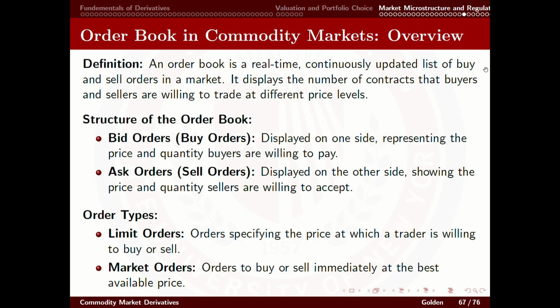And I think the most classic thing people think about as associated with market microstructure and how market microstructure works is the order book. The order book is a real-time, continuously updated list of buy and sell orders in the market. It displays the number of contracts that buyers and sellers are willing to trade at different prices.